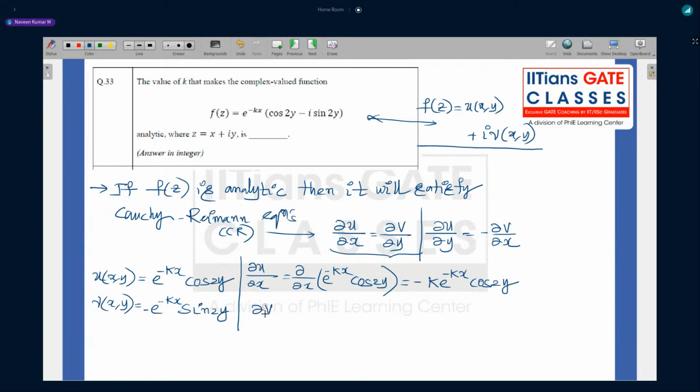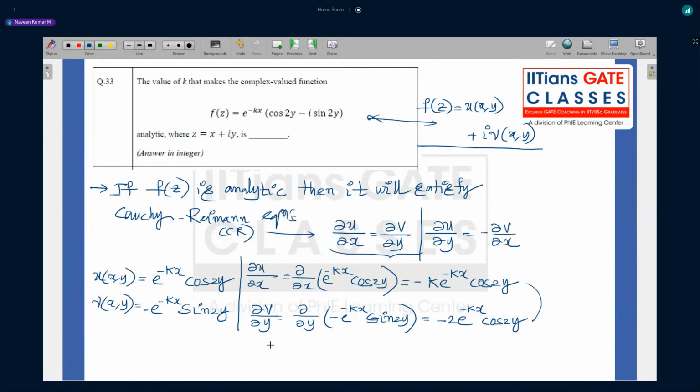And just do dou v by dou y. That is dou by dou y of minus e to the power of minus kx into sine 2y. Just differentiate the second term. The first term will be as it is: minus e to the power of minus kx into the differentiation of sine 2y, which is cos 2y into 2. That is 2 into cos 2y. And these two are equal because of the Cauchy-Riemann equation.